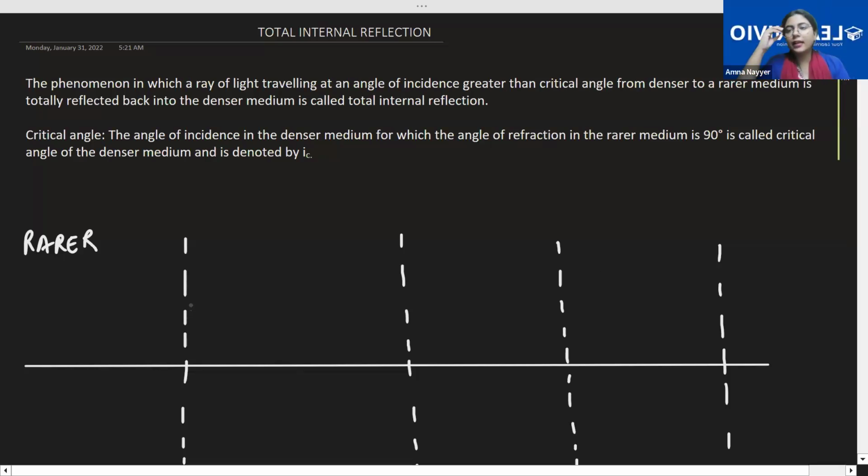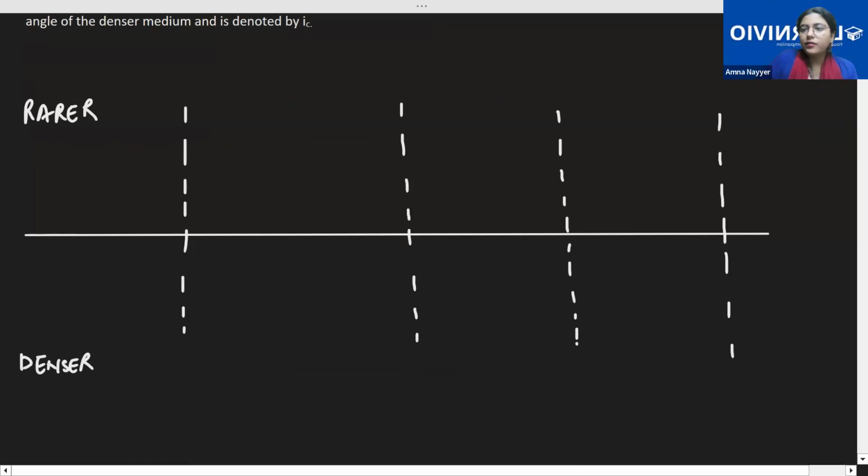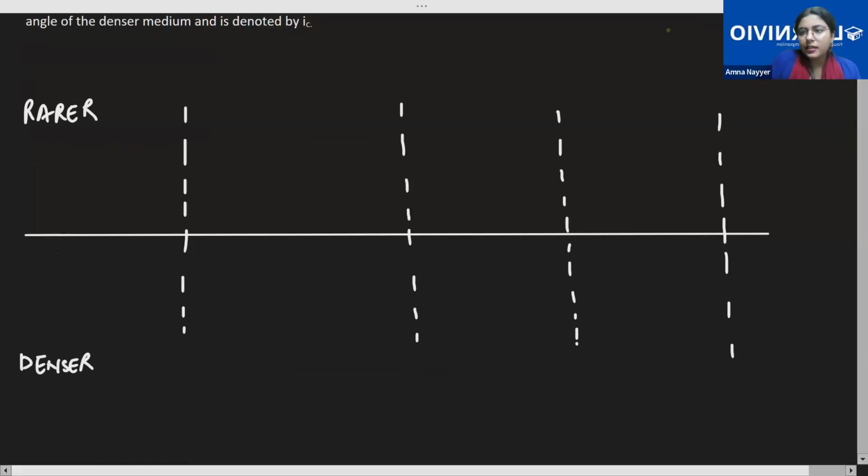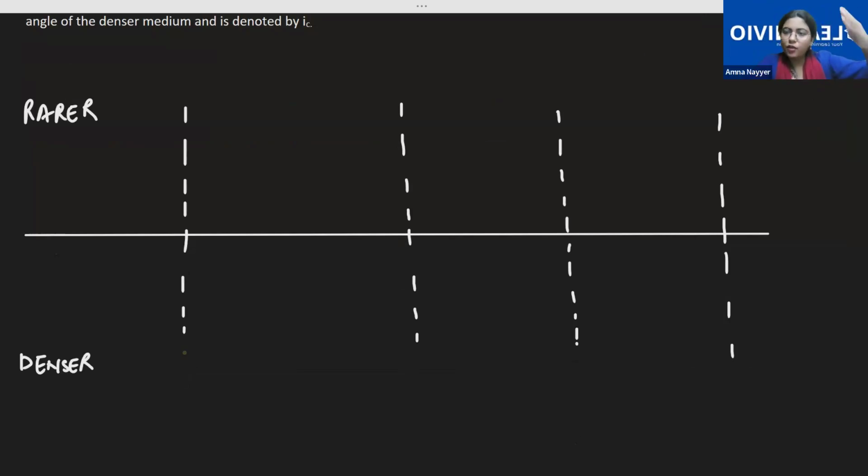Okay, class. So now, starting with total internal reflection. Basically, first understand what happens here, then we'll discuss what exactly its definition is. Let's say I have a light ray incident from the denser to the rarer medium. Usually we have light rays incident from the rarer to the denser medium. Now the light ray is incident from the denser to the rarer medium.